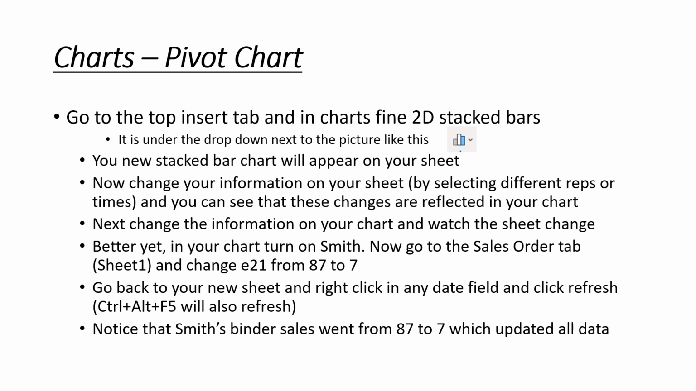Now go to the sales order tab, which is sheet 1 at the bottom of your screen, and change field E21 from 87 to 7. Now go back to the new sheet that we created with the chart. Click on any field, right click, and hit refresh. This can also be done by simply pressing Control Alt F5 to refresh your sheet. But as you do that, notice that the data changed under Smith in the bar chart and in your data fields. So at any one of the 3 places any data gets changed, it will change in all of the 3 places. Again, warning, be aware that you need to refresh your sheet after you do that.